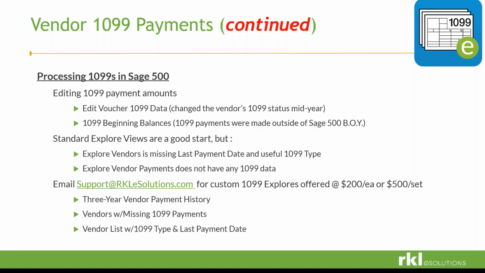So we've had several requests over the years to provide our customers with Explore tasks that are a little bit more meaningful, more targeted to 1099 tracking. So we developed these three custom Explores, one that shows a 3-year vendor payment history, another that shows vendors that are missing any 1099 payments. So those would be vendors who are currently set as 1099 reporting, who had payments which were not tagged as 1099 payments. And then a vendor list with the 1099 type and the last payment date.